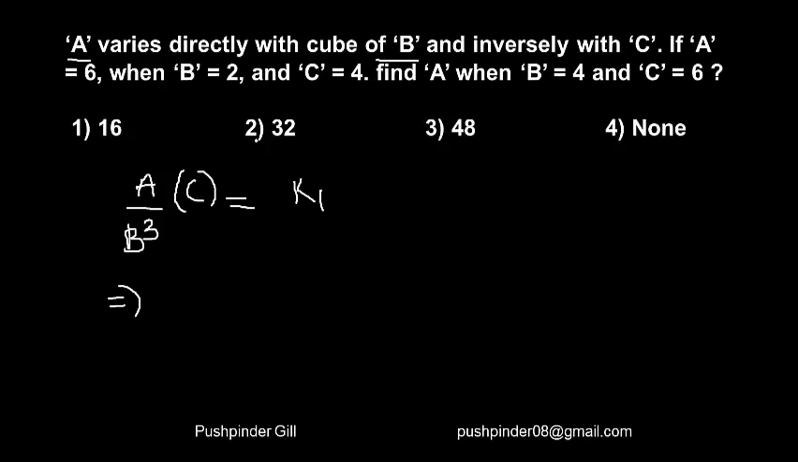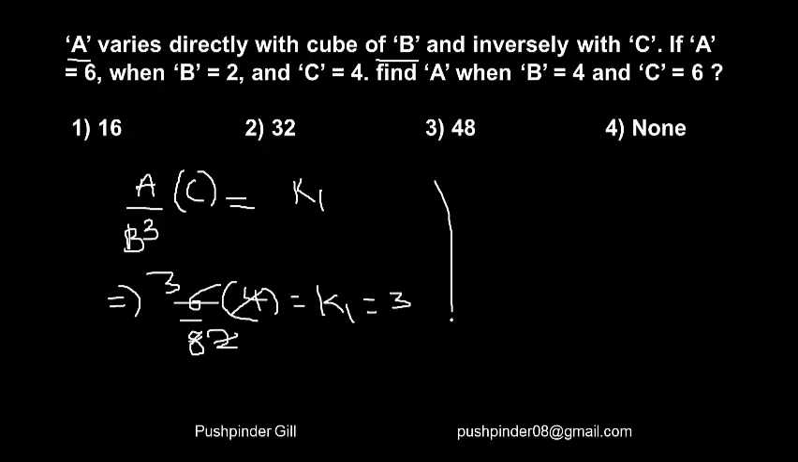Now we know the value of A is 6. We know the value of B is 2. Let's put 8 here. 2 cube is 8 into the value of C, that is 4. That is going to give me the value of K1, which is going to be nothing but a 3. So I know that the value of K1 is 3.